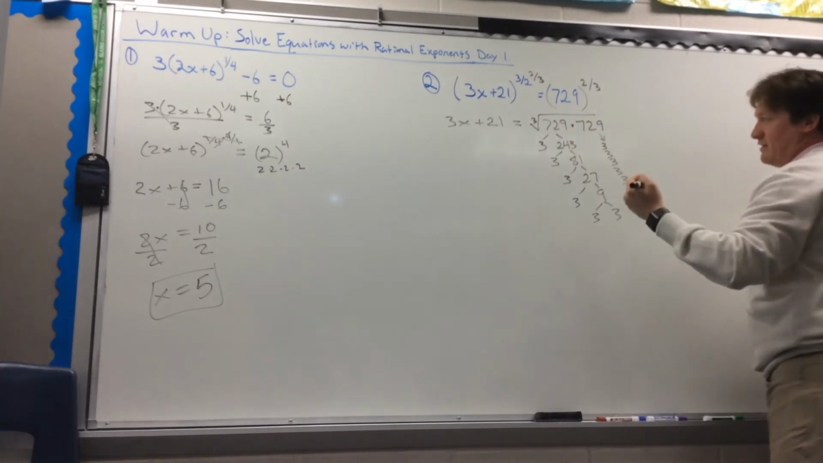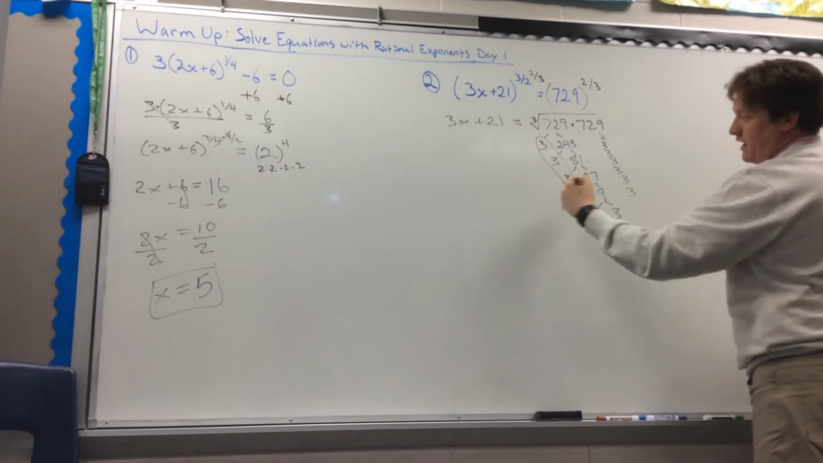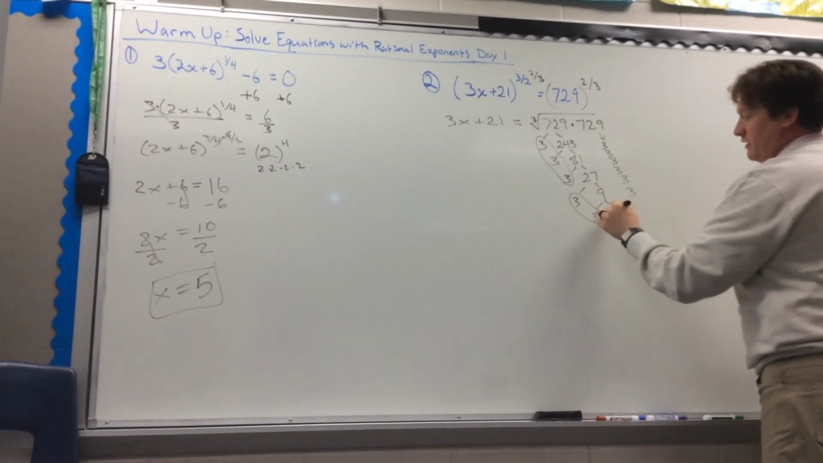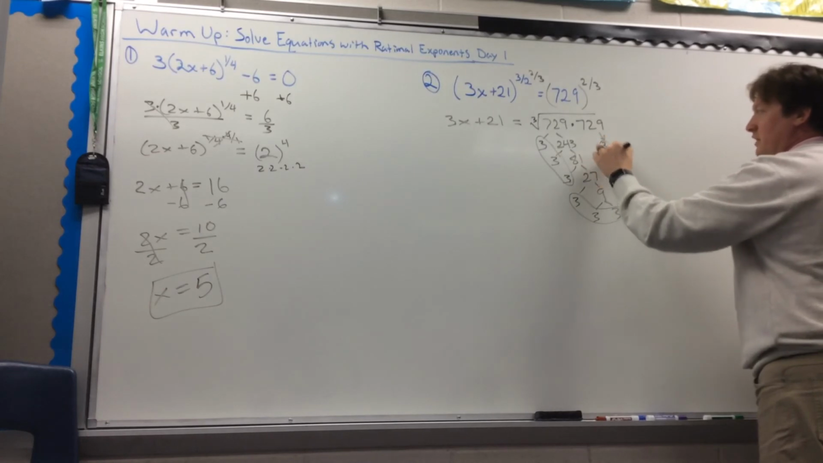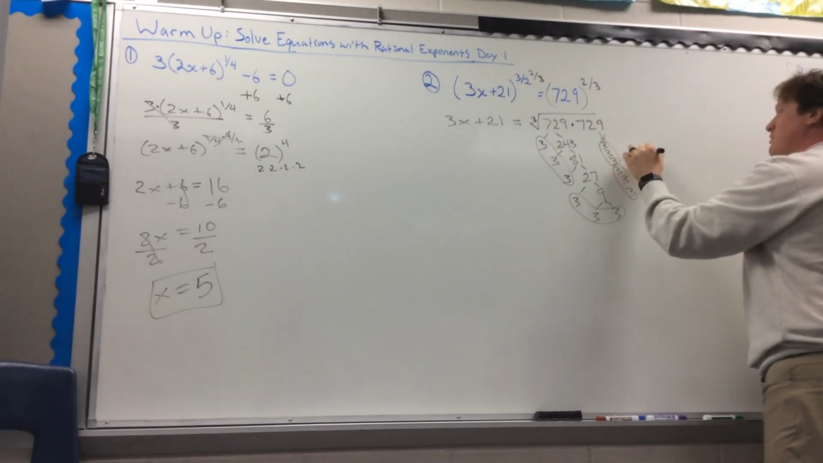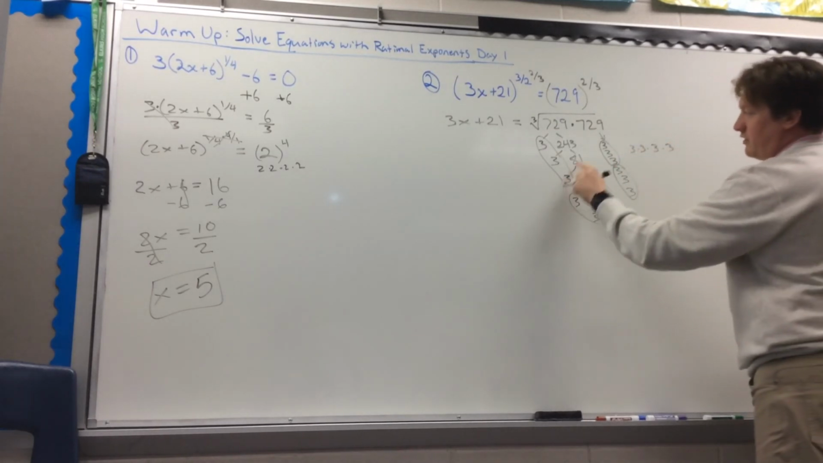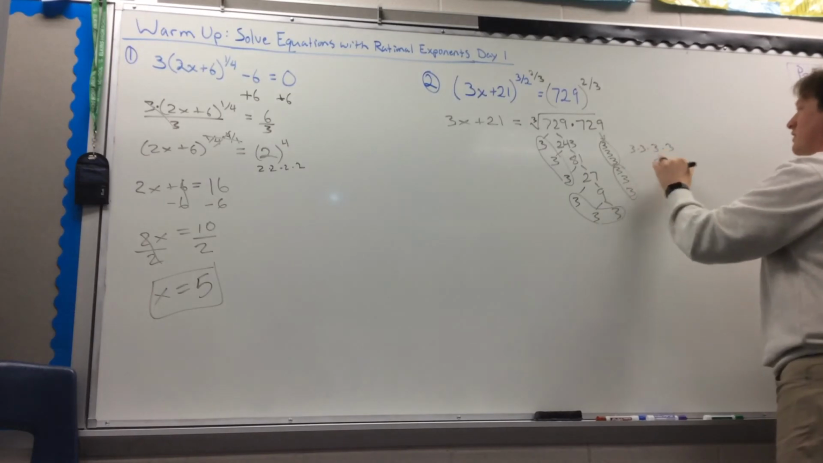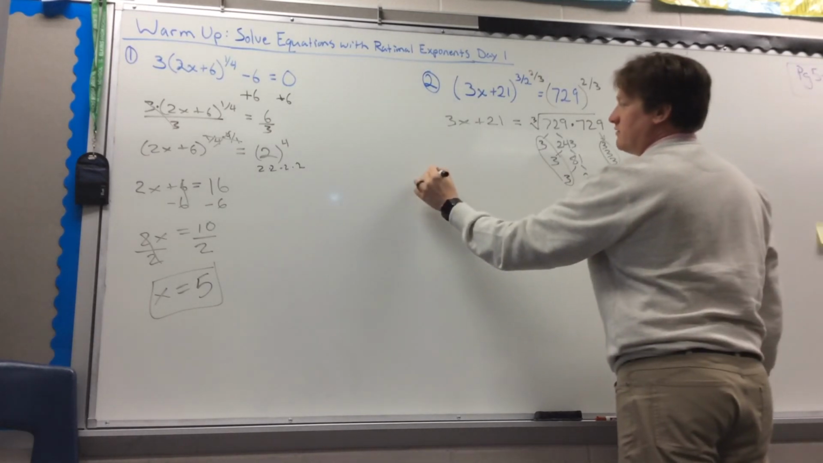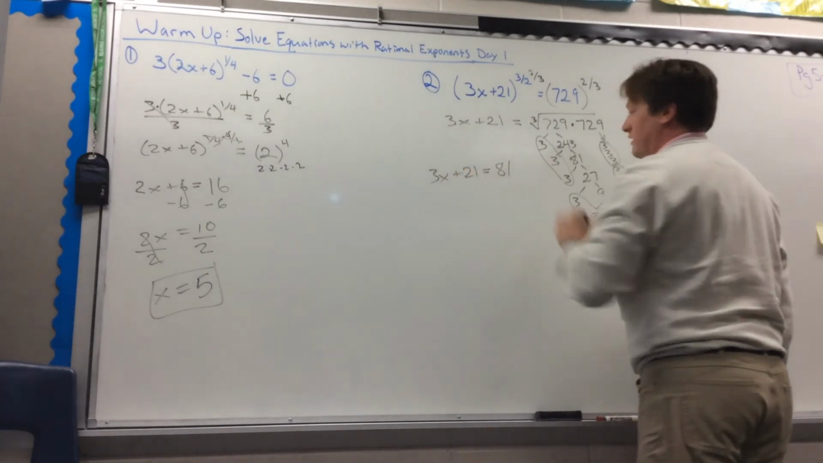So I have 3 inside the index, which means I need 3 of a kind. There's 1. There's 2. There's 3. There's 4 of them. So 3 times 3 times 3 times 3, 1, 2, 3, 4, gives me 81. So I have 3x plus 21 is equal to 81.